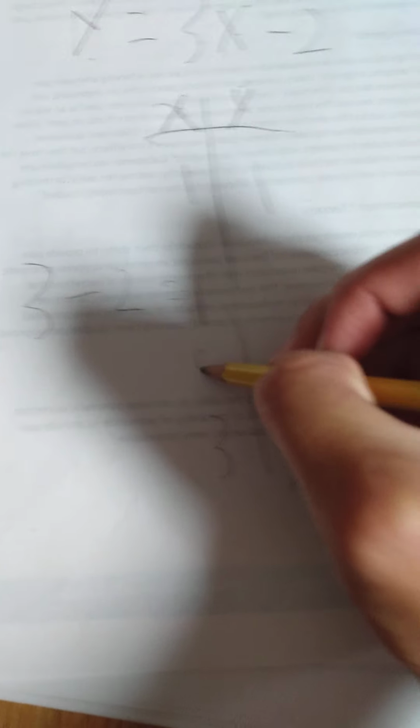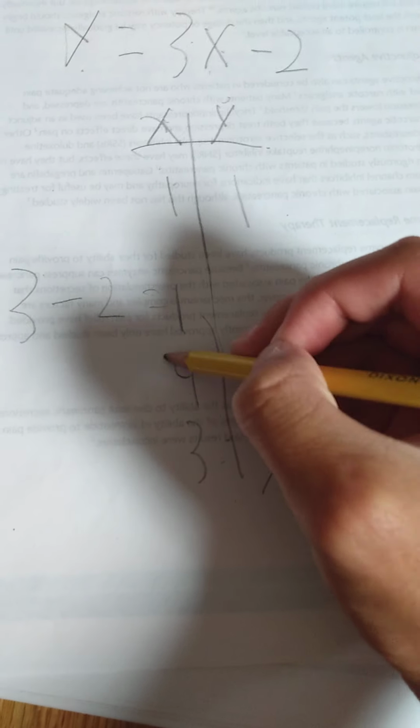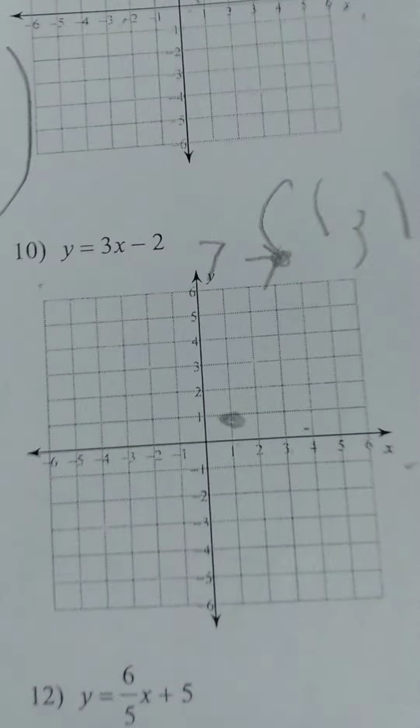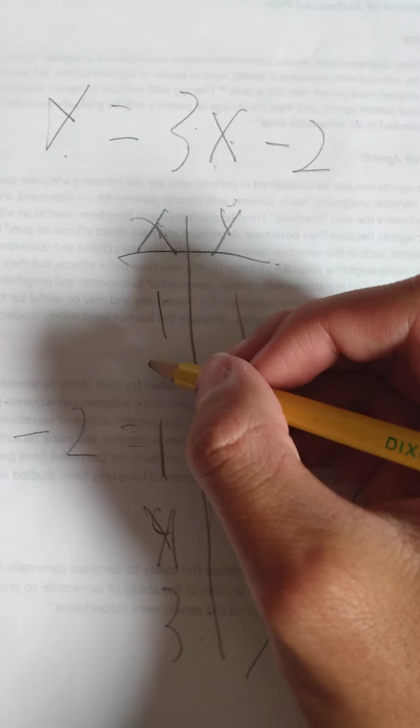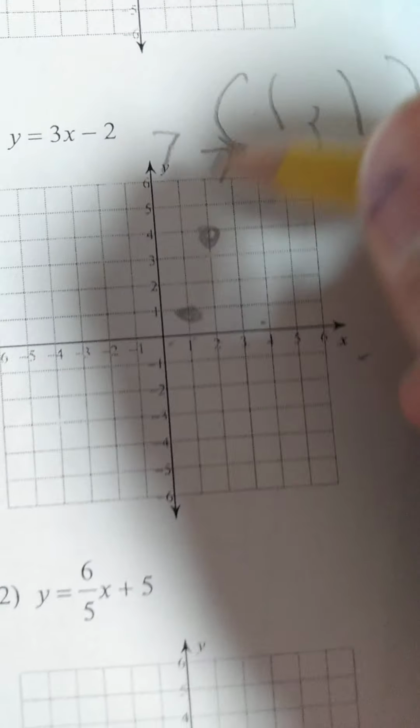Let's find more ones. Let's try 4. Actually, let's not try 4, because our graph went up by 1, which is 7, which is not fitting on here. Let's try an easy one, 2. So 2 times 3 would be 6, minus 2, that would be 4. So (2, 4). Here's 2, and here's 4. You see how the dots line up?